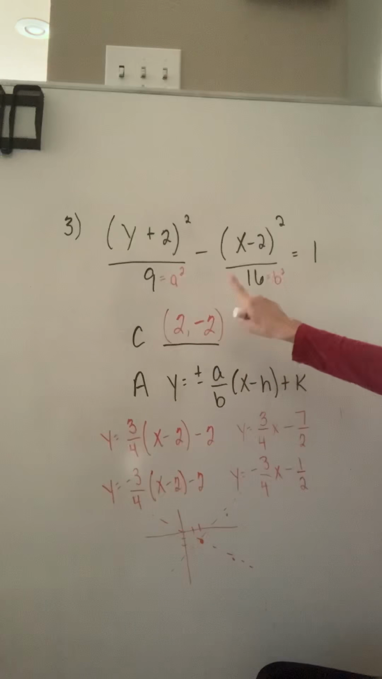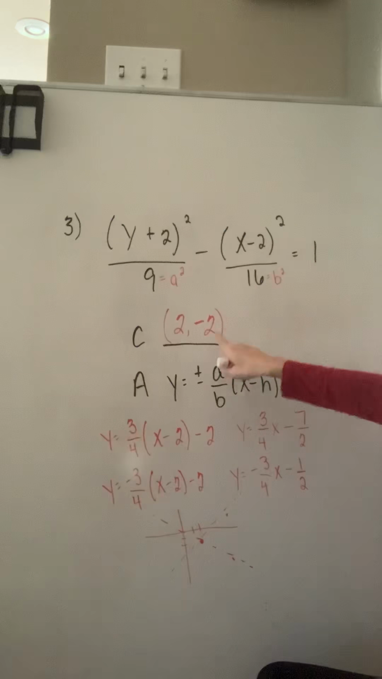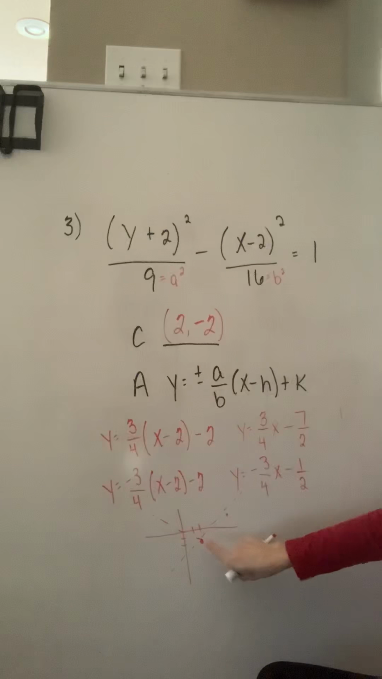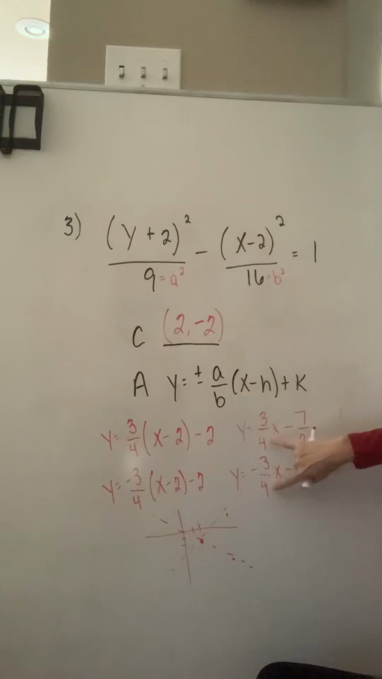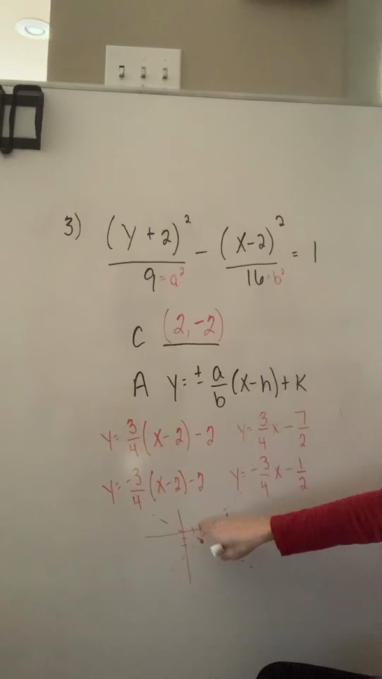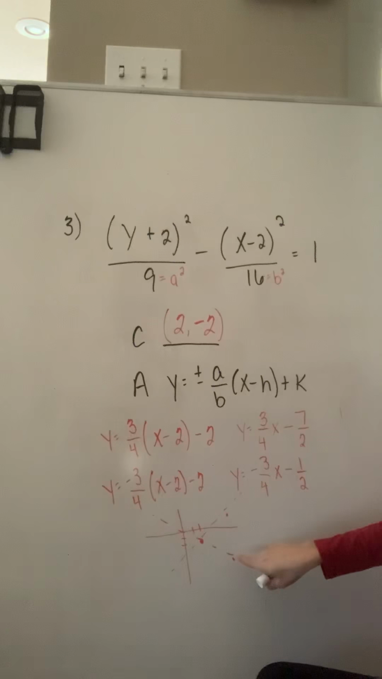So you're getting a and b from the denominators, you're getting h and k from the center, and you're just substituting those in and then finishing it to y equals mx plus b. For graphing, you start at the center and you plot the slopes only. So from the center, we went up 3 over 4 for the positive, down 3 over 4 for the negative.